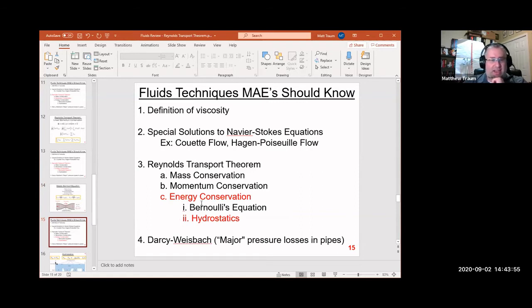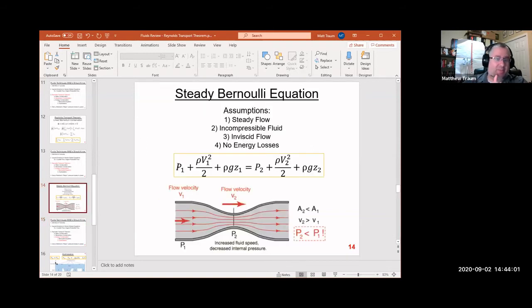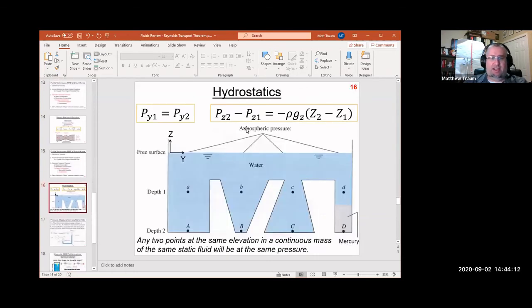Okay, the last element of Reynolds transport is hydrostatics. Static means it's not moving, right? So if I take Bernoulli's equation and I eliminate the velocity terms, then I get the hydrostatic equation, which is here. All the hydrostatic equation does is tell you the pressure as a function of the depth in a stationary static fluid.